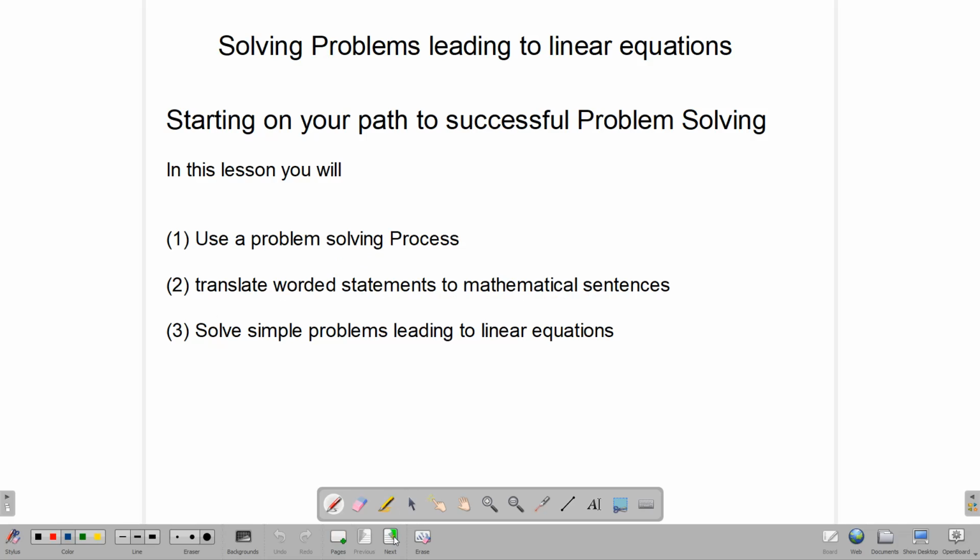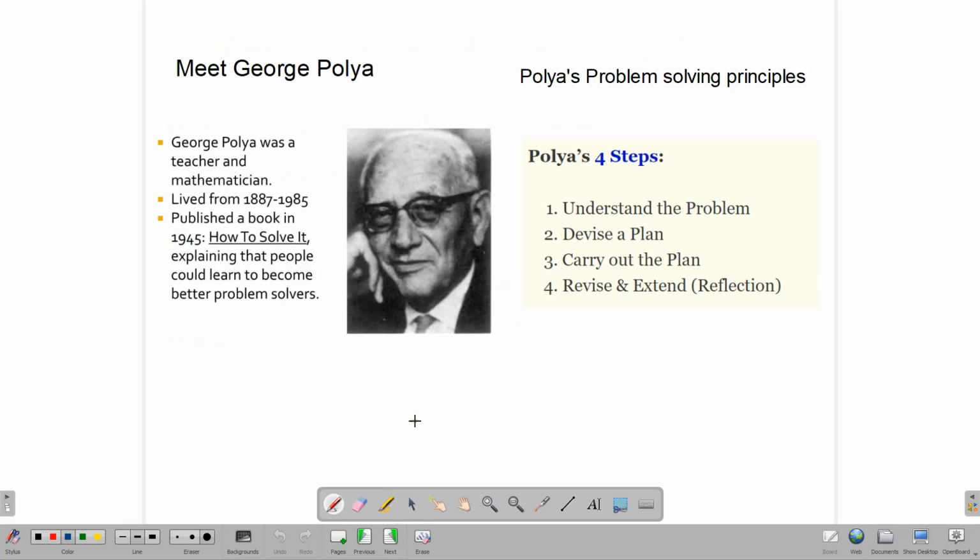First up, there's someone I'd like you to meet. George Polya. George Polya was a teacher and mathematician, who lived a long time ago. And he wrote this book about how to solve it, where he, through rigorous practice and training and experimenting, came up with these things that we call problem solving steps. Those steps have helped to make our lives as mathematicians a lot easier.